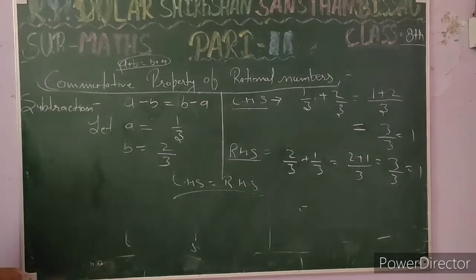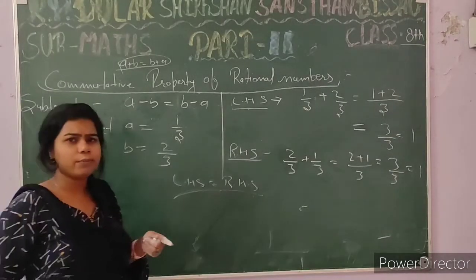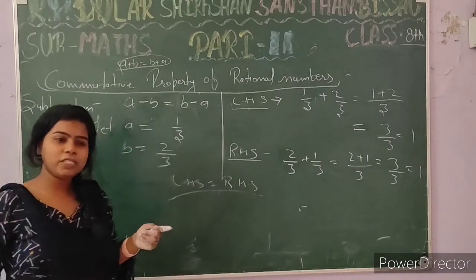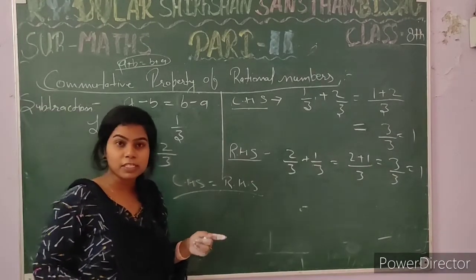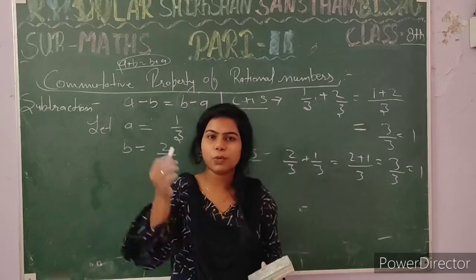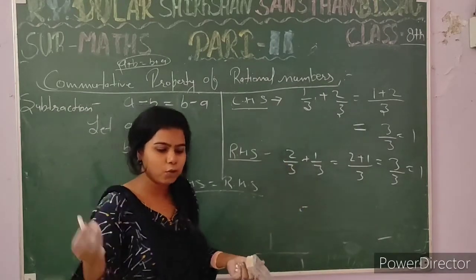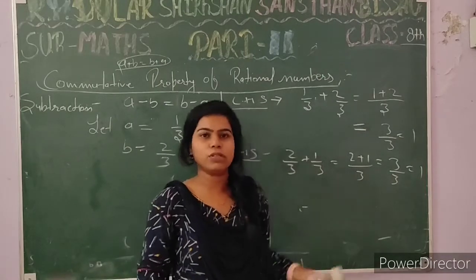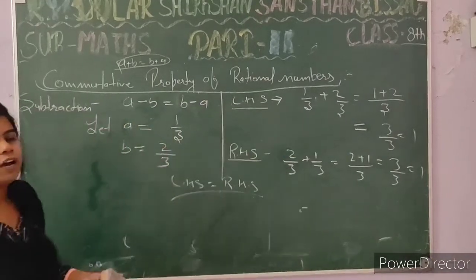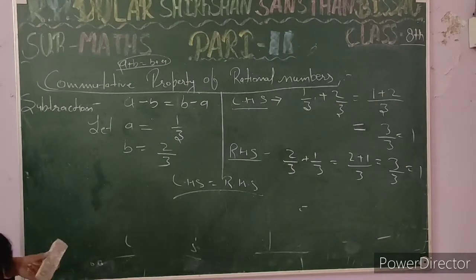Students, always remember what commutativity means. It means interchanging the numbers. If we say 2 plus 3, it is equal to 3 plus 2. Both are the same: 2 plus 3 is 5 and 3 plus 2 is 5. So addition of any numbers will be satisfied.